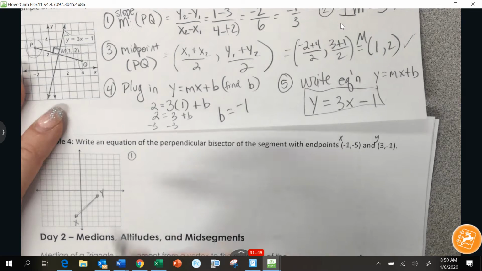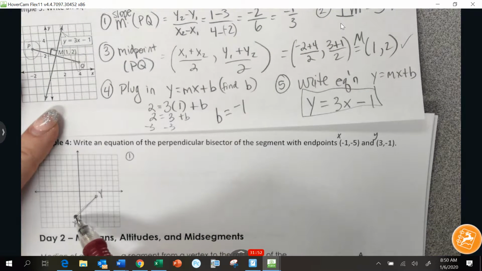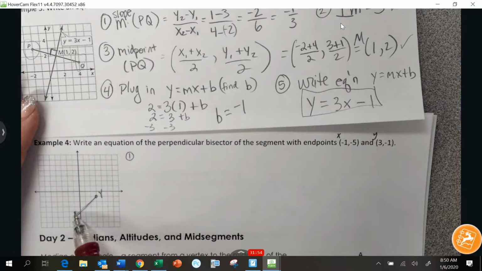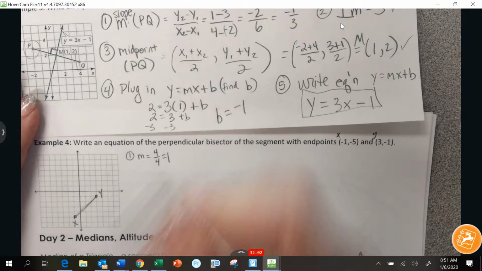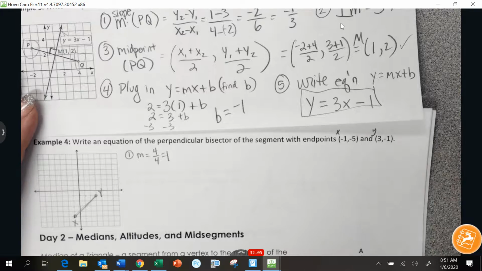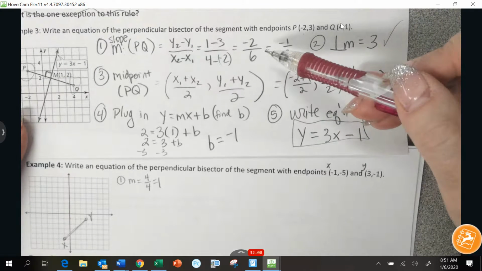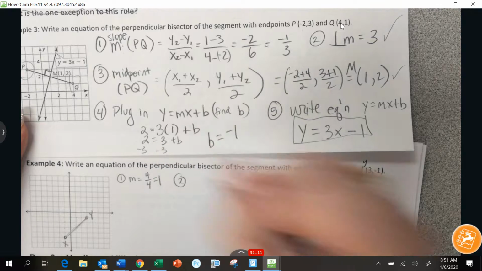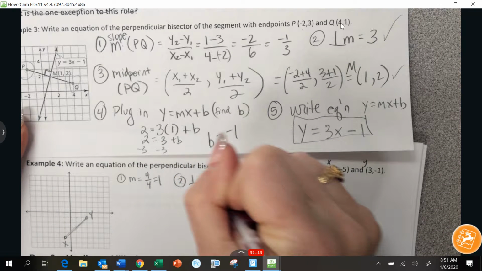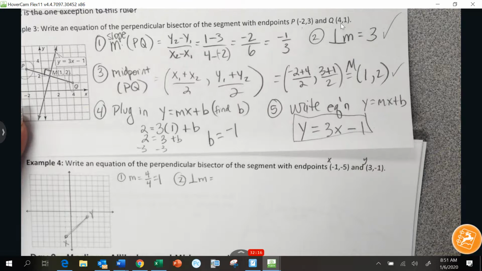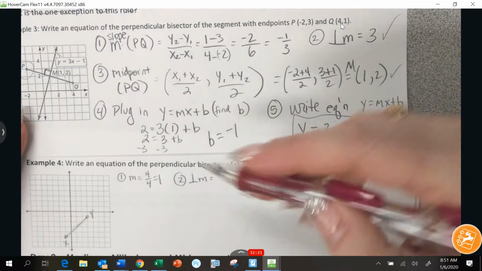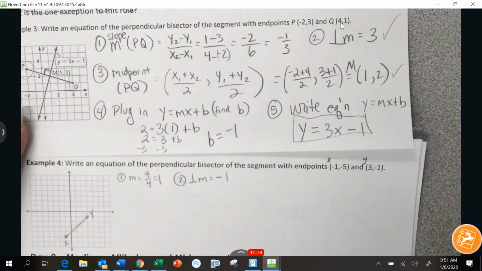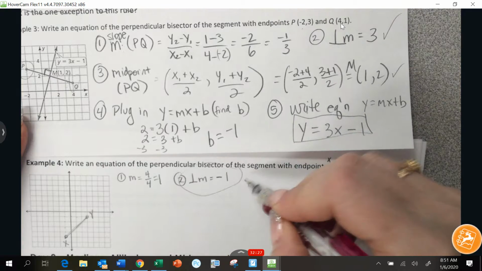So we need to find the slope of our segment. You can count rise over run if you'd like. 1, 2, 3, 4, 1, 2, 3, 4. So up 4 over 4, which is 1. Or you can use the formula which I gave you in the previous example. Step 2, we need the opposite reciprocal slope, which is the perpendicular slope. So what is the opposite reciprocal of 1? -1. So that's our slope we're going to use.